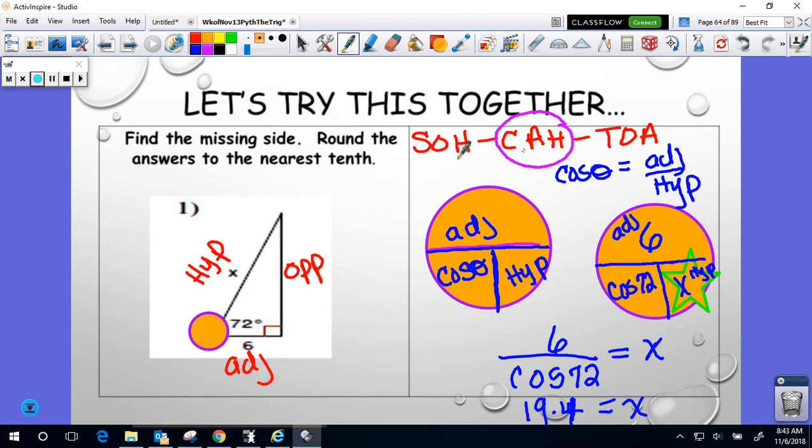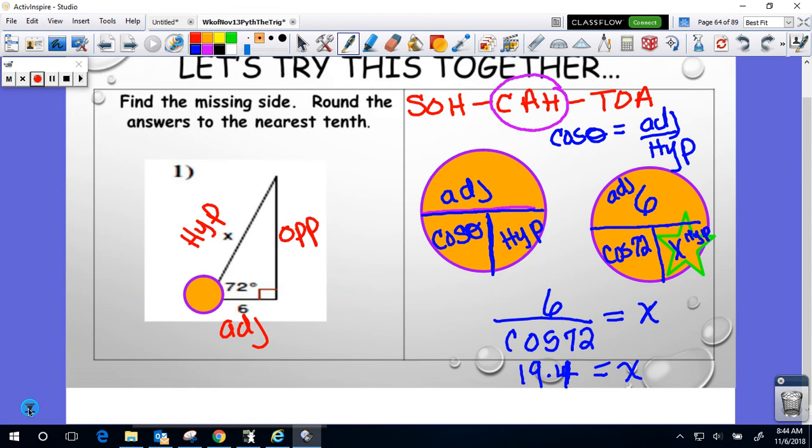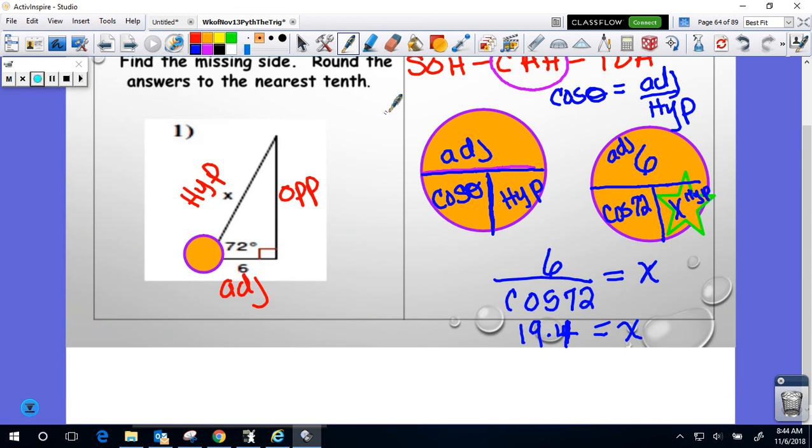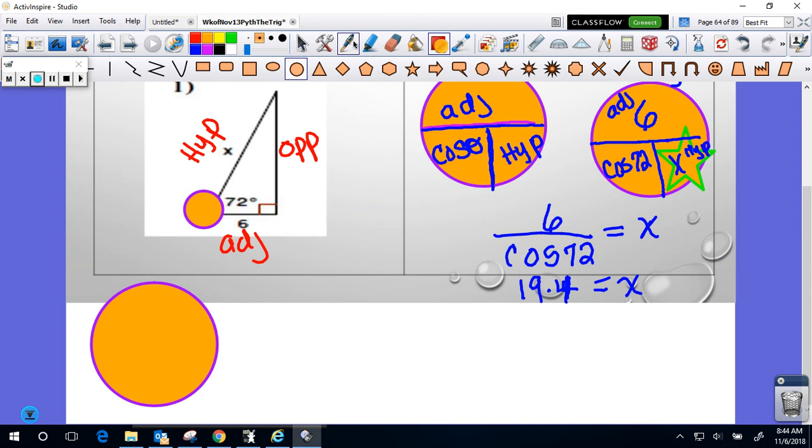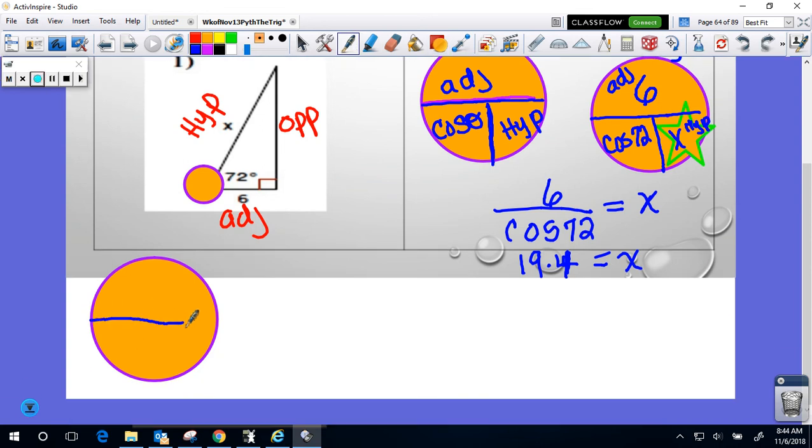And you can do this for all of the trig ratios. Let me go ahead and show you if you want to use sine. If sine is the one you need to use, then you fill in your circle. And down here at the bottom, you put sine theta here. Opposite goes here, and hypotenuse goes here. You put your finger on the part you're trying to solve for.